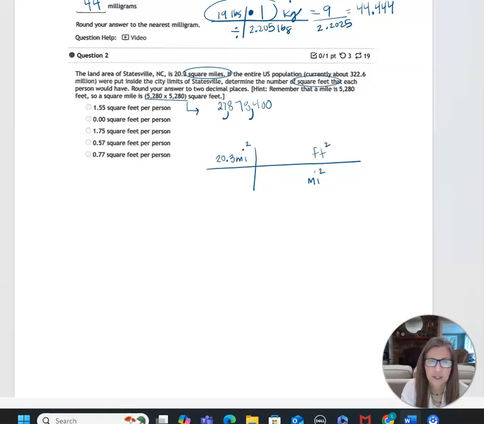Now, we just figured this out. A square mile is, so 1 square mile is this huge number, 27,878,400 feet squared. Now, again, this is really more practicing with large digits than it is anything else.